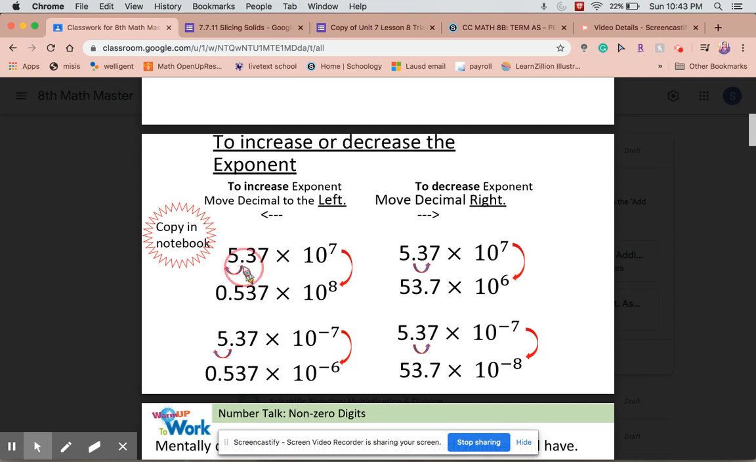Easy way for you to remember is that if I want to make my decimal smaller, I need to make my exponent larger. Same here. If I want to make my exponent larger, I need to make my decimal smaller. So that's a good way to remember. They're going to always be the opposite. One is getting smaller, one is getting bigger.